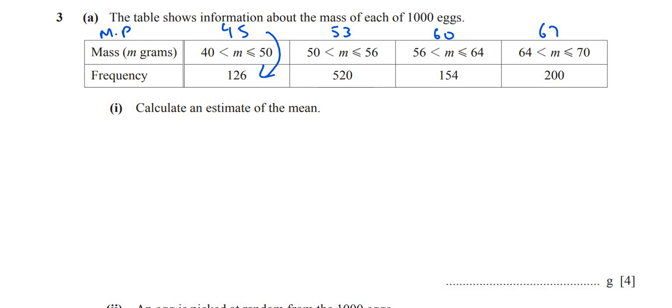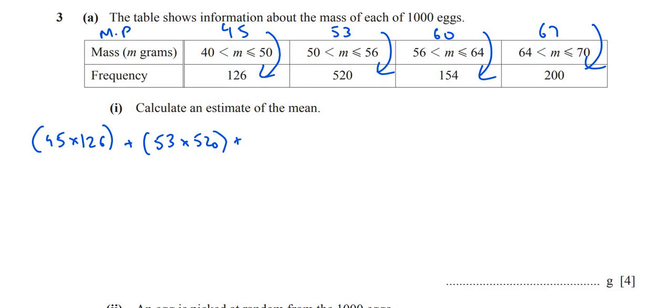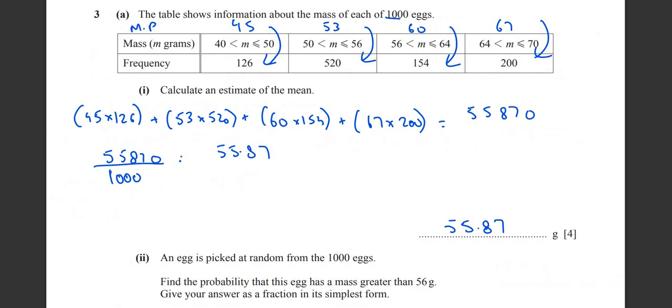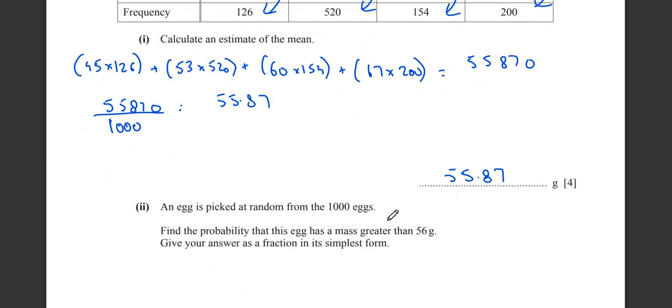You multiply the midpoint with the frequency. That's why the formula is sigma fx upon sigma f. So you will now do 45 multiplied by 126 plus 53 multiplied by 520 plus 60 multiplied by 154 plus 67 multiplied by 200. Once you do that, you will get an answer of 55870. Now you have to divide 55870 with the total frequency. Total frequency is 1000, so divide this with 1000. You will get 55.87. So your mean is 55.87 grams.